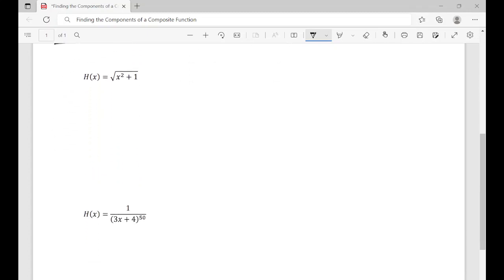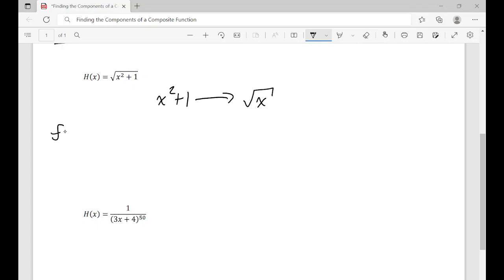Let's do it again here. h of x equals the square root of x squared plus 1. So I see that x squared plus 1 is all square rooted. So I can say that x squared plus 1 has been plugged into some function, let's say square root of x. So if I replace x in the square root with x squared plus 1, I would get my h of x function. So it makes sense that these are the two parts to this composite function.